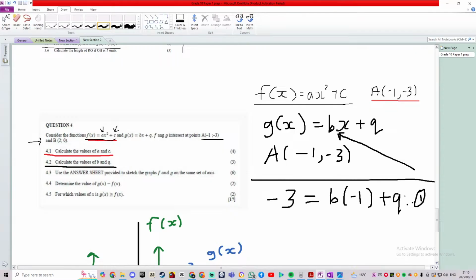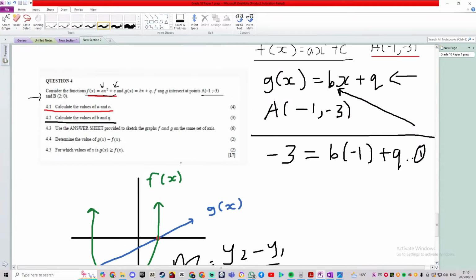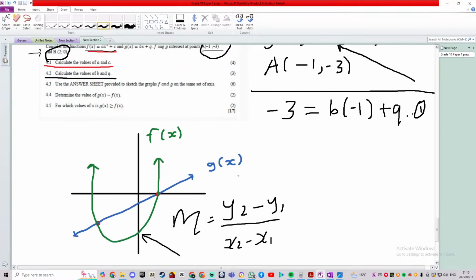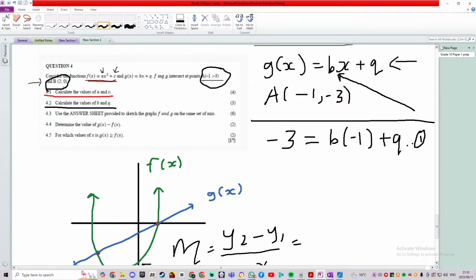Can we? You want me to show you? I can show you. To find p and to find q of this graph here, we can use the gradient, because gradient is equal to y2 minus y1 over x2 minus x1. Keep in mind that this point A and this point B are points on the graph, so I can use those 2 points to find the gradient. You with me? Just for your sake, I'm going to do the gradient one now. So y2 is 0, minus y1 is minus 3. Do you see that?